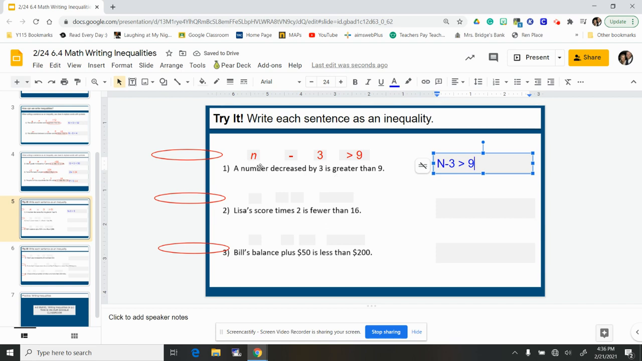Again, you need to make sure that in your own notes that you are writing these things down so that you can see how you should be tackling these problems. All right, let's check out the next one here.